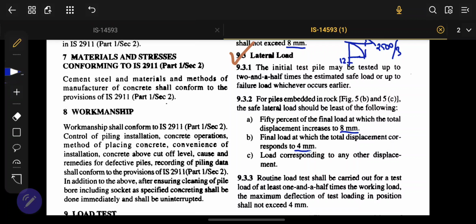4 mm. For the initial test, same, you have to test to 2.5 times. Embedded in rock, the safe lateral load is 50% of the final load at which the total displacement increases to 8 mm. In case of lateral load we say displacement, for vertical load we say settlement. So for the vertical load test we say 12 mm settlement, but for lateral load we say 8 mm: 50% of the final load at which 8 mm is observed, or, as in the vertical load test, the ultimate load by 3, but here we say the final load is where settlement is 4 mm.